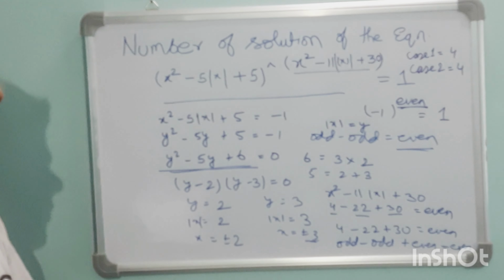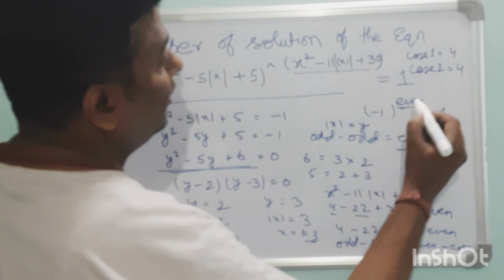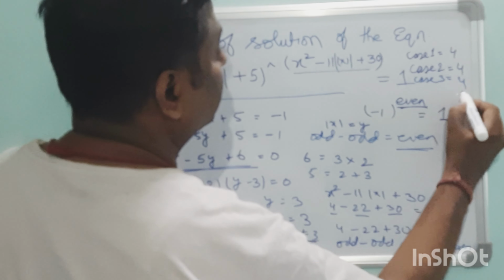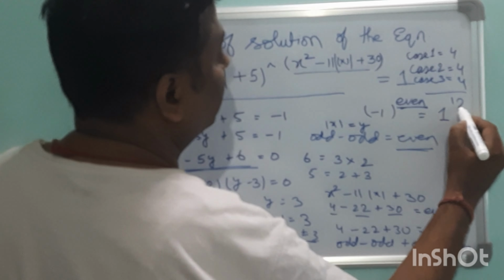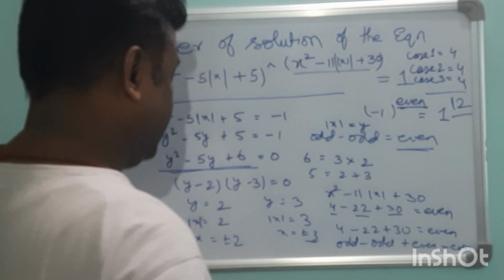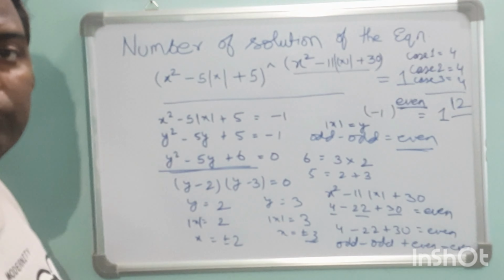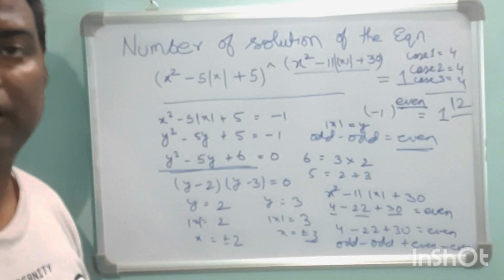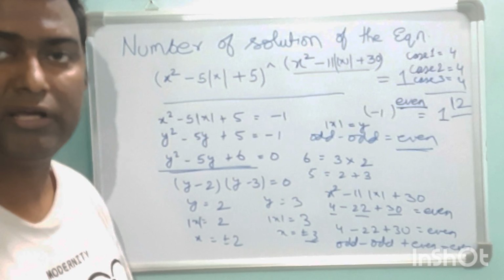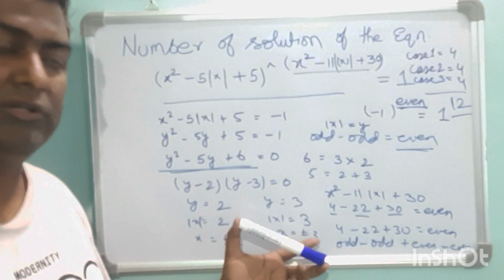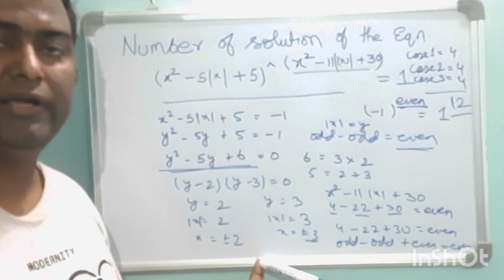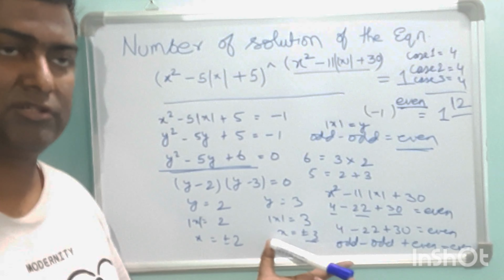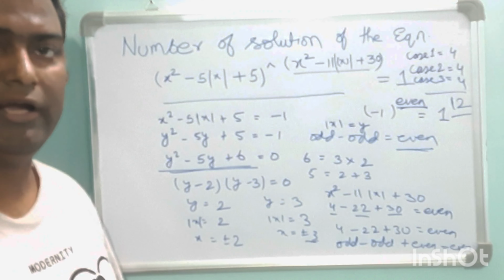So from here, in case 3 also we are getting these 4 solutions. So the total number of solutions is 12. From this what we have learned is that using the concepts of class 6 and 7, we can solve some of the toughest questions which come in MBA exams and IIT JEE Advanced also. Okay, thank you, have a nice day.